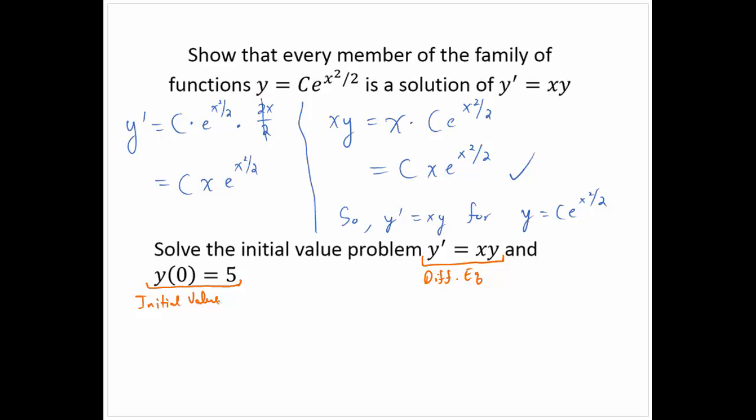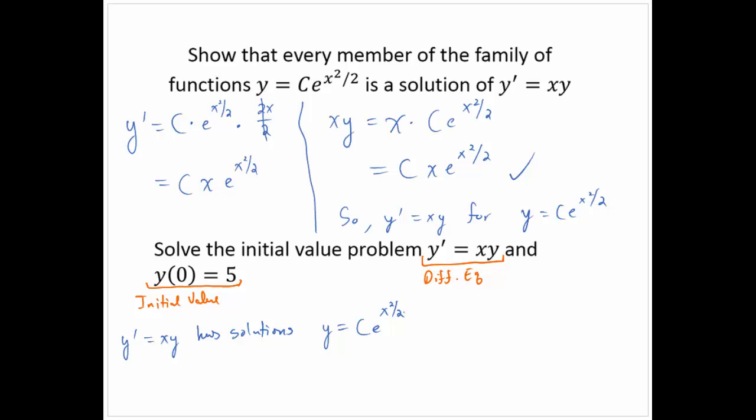All right, so we've said in the previous slide that y prime equals xy has solutions y equals c e to the x squared over 2. So now c is some constant, right? It's some relic of generally an integration process. So now we need to say, well, what's the specific value of c that works?